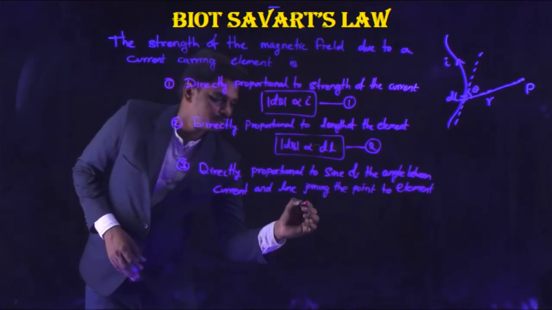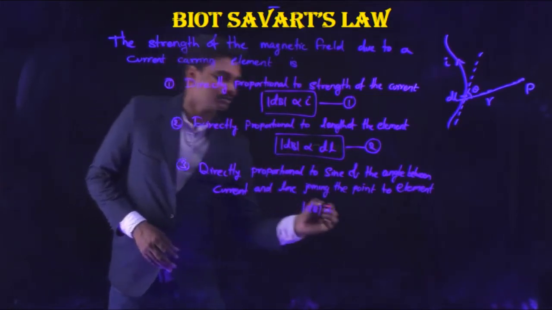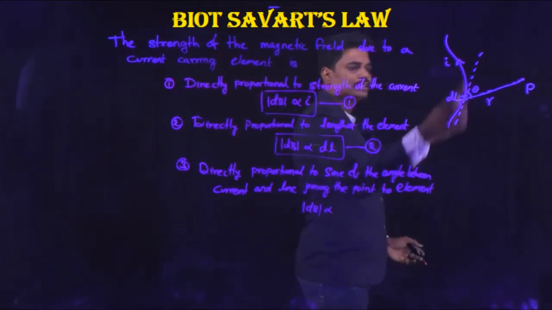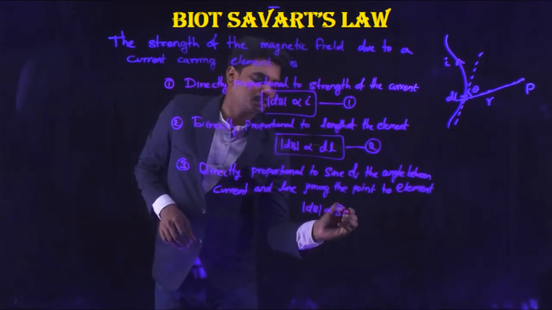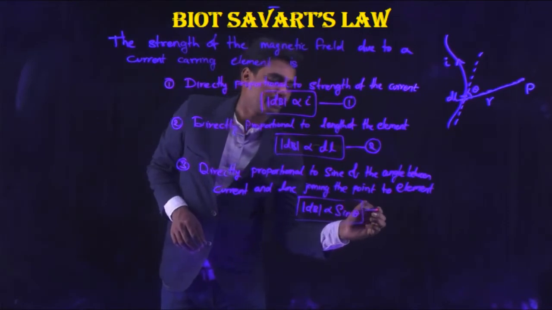Which means mod dB is directly proportional to sine of the angle. What is the angle between the line joining the element and the current? It is nothing but theta. So mod dB is directly proportional to sine theta. Let it be equation number 3.